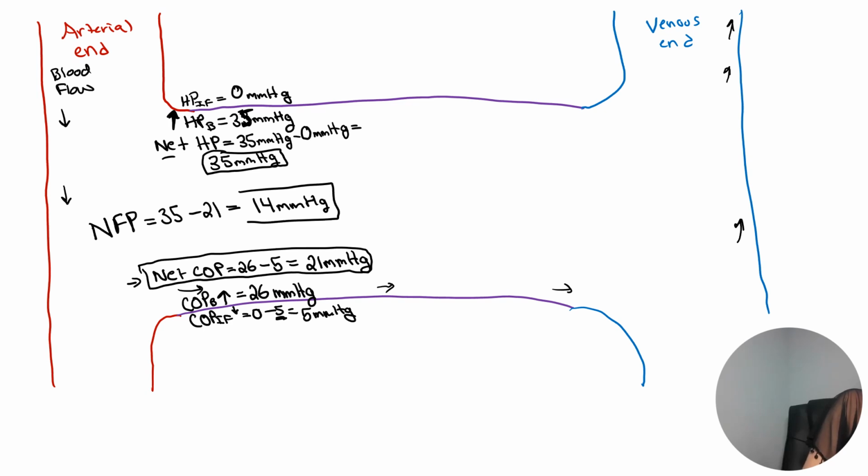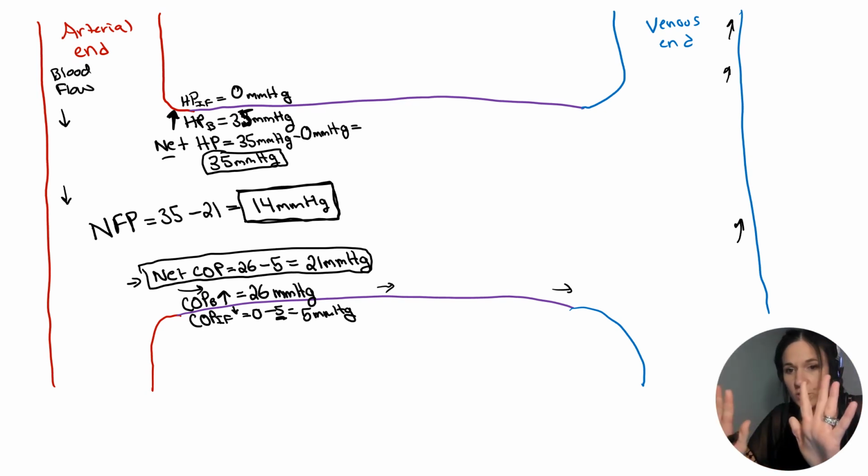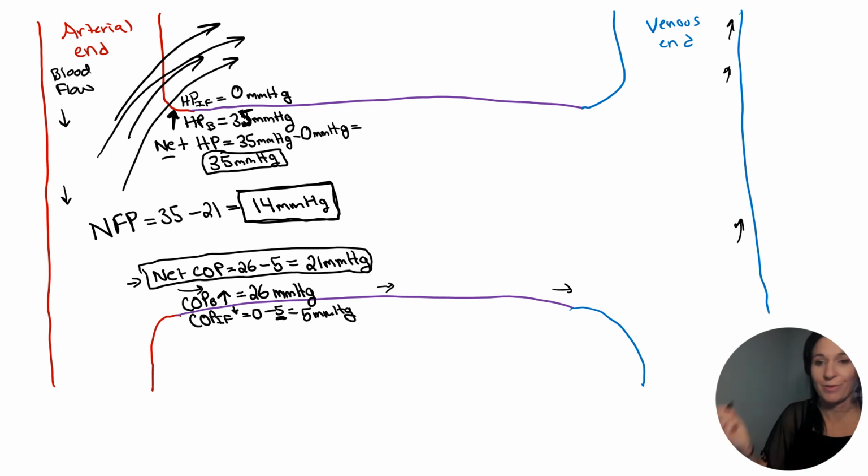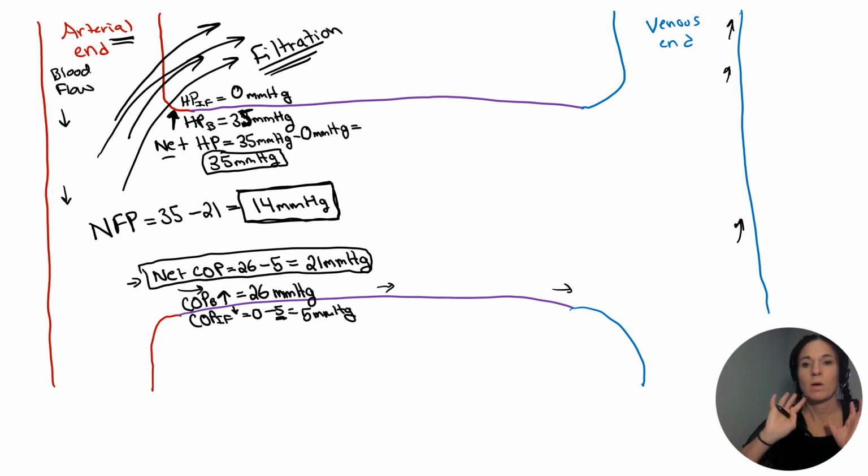So this number here, our net filtration pressure, is positive, which means that the push, the hydrostatic pressure, the force, the push, is going to be greater than the pull. So we're going to be pushing fluid and dissolved solutes out. There's a term for this that we know, right? This is filtration. So now we can see that filtration occurs at the arterial end. So we're pushing fluid and dissolved solutes out.